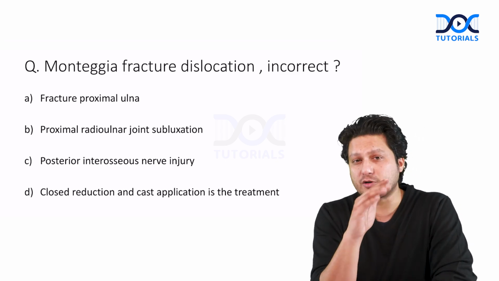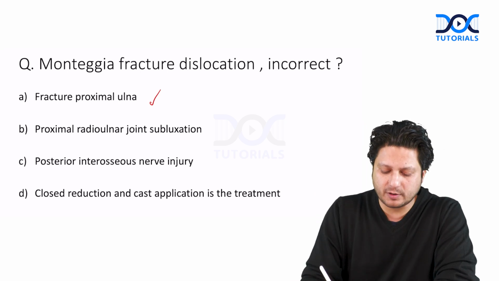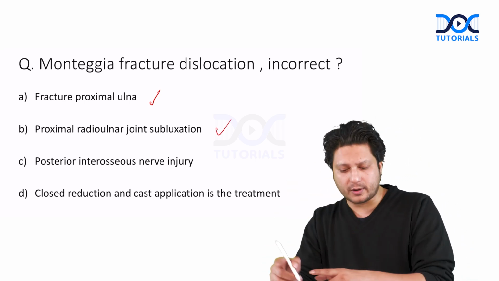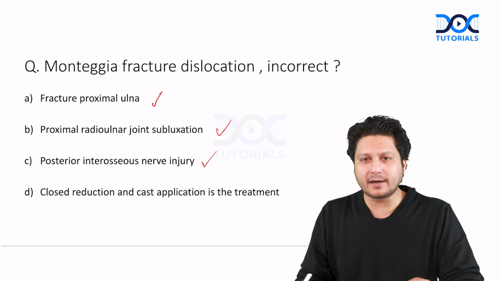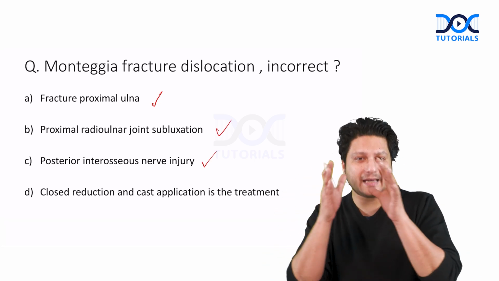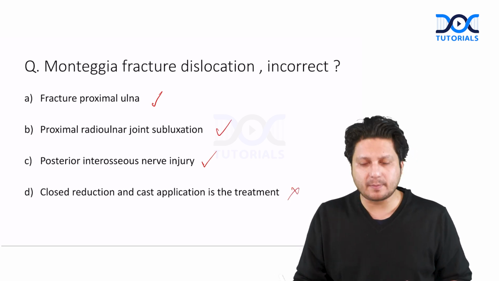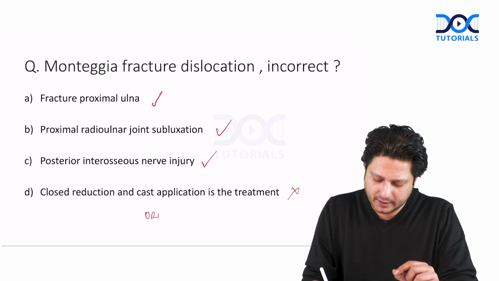All right. Monteggia fracture dislocation, which of the following is incorrect? All of you know what is Monteggia fracture dislocation. It is the fracture of the proximal ulna with proximal radio-ulnar joint subluxation or dislocation. This is actually the definition. Posterior interosseous is the most common nerve which could be injured in relation to this. Closed reduction and cast application is never the management. Management is always open reduction, internal fixation.